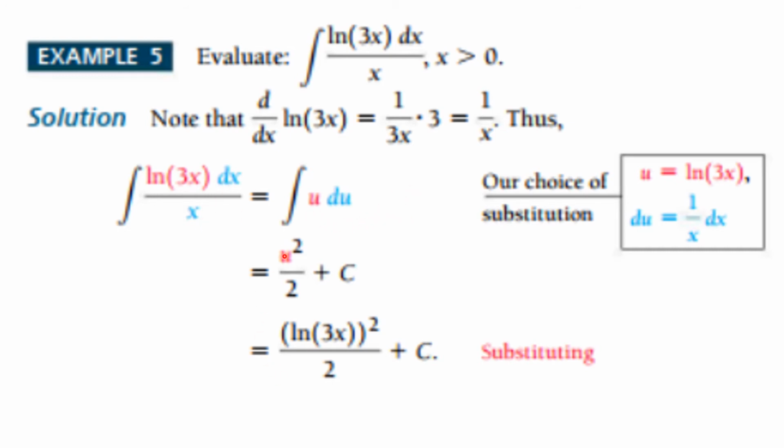Again, we've got u du. So this is going to be, add 1 to the exponent, divide by the new exponent, is u squared over 2 plus c. But then we reverse our substitution, and u was the natural logarithm of 3x. So this is the natural logarithm of 3x, whole squared, over 2 plus c.